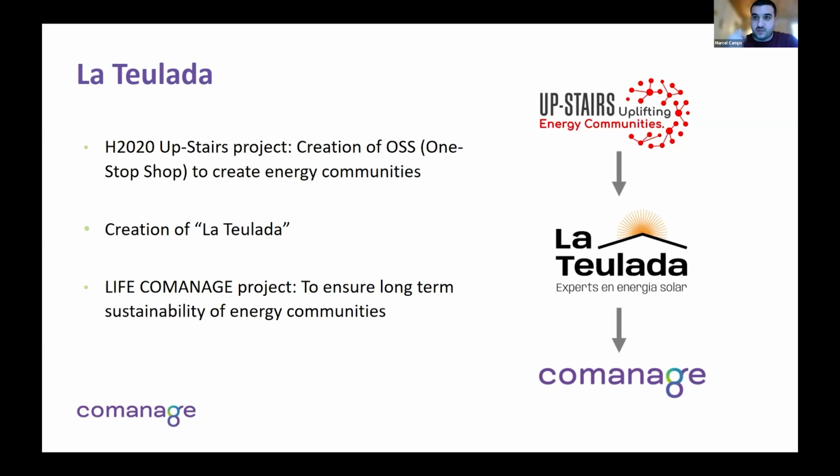Tackle the energy transition. We first started with the Upstairs project, with the creation of the one-stop shop. It's a place where everybody can go and ask about any problem related to energy, which is called La Taulada, the roof. This one-stop shop. Then we gave it more tools through the COMANAGE project, in order to ensure the sustainability of all the energy communities that were starting to pick up, or just the people that wanted to put some PV on their rooftops.